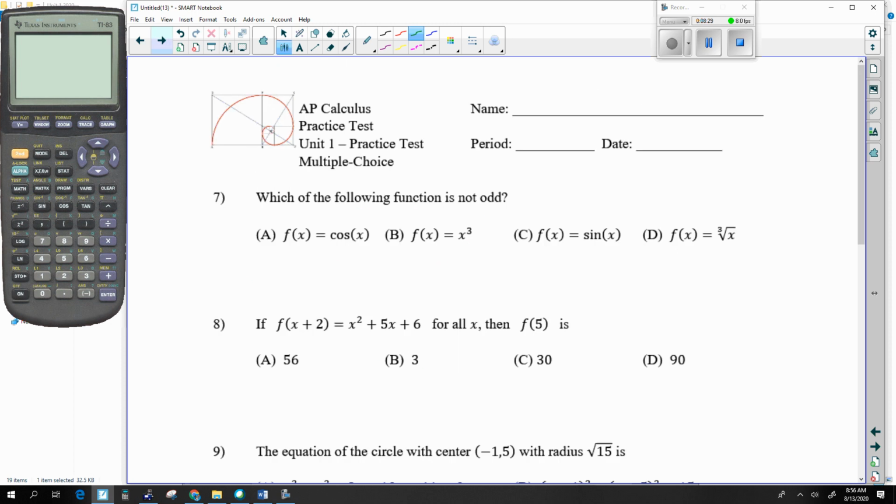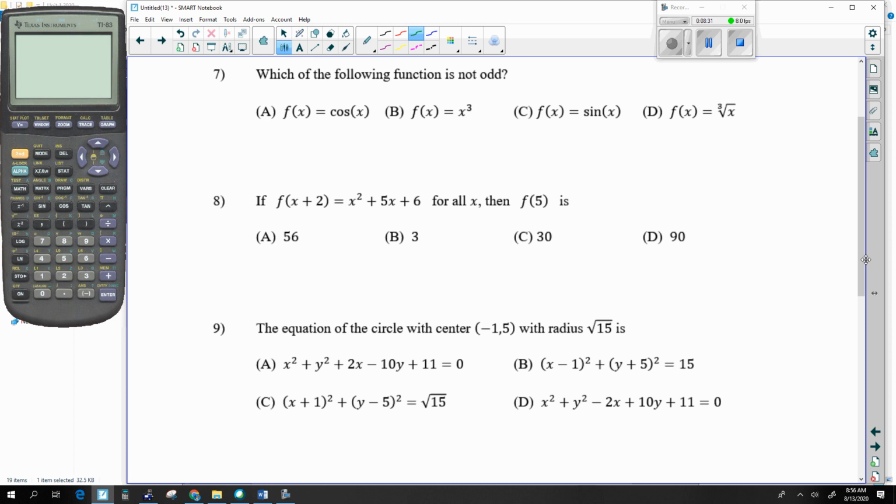Which of the functions is not odd? Okay, odd. So cosine. Cosine starts at the top, ends at the top. So this is a cosine. That is not odd. That is even, because I can split it at this. So this is an even right here. So A again, but just kind of showing that the others are odd.